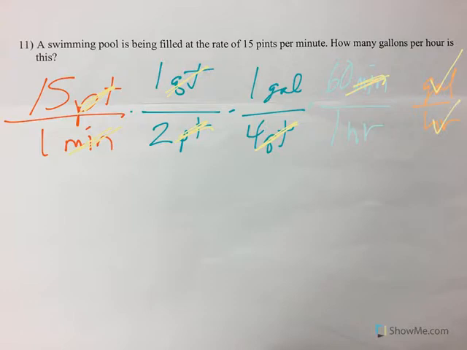So it's all about reaching the label goal. The numbers just come along with the labels, but the labels have to guide you. And then the math. 2's in the denominator, so we divide. 4's in the denominator, so we divide. 60's in the numerator, so we multiply. 15 divided by 2 divided by 4 times 60 yields 102.5 gallons per hour.